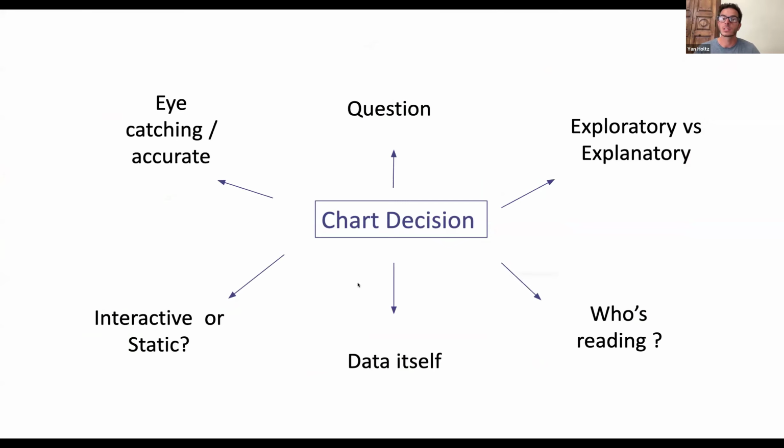In my opinion, there are several questions you should answer to be able to make the right decision. You should try to understand what question you're wondering about. You should think about exploratory versus explanatory visualizations. You should think about who's reading, about the data itself, if you want to do it interactive or static, and if you want it to be accurate or eye-catching. Let's go a bit more in depth.